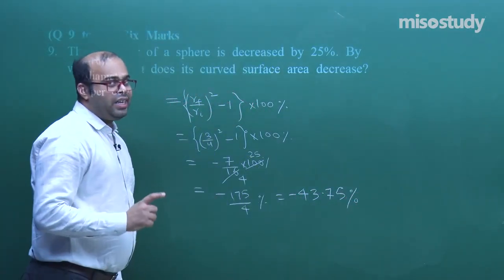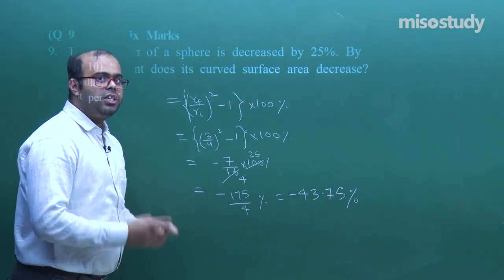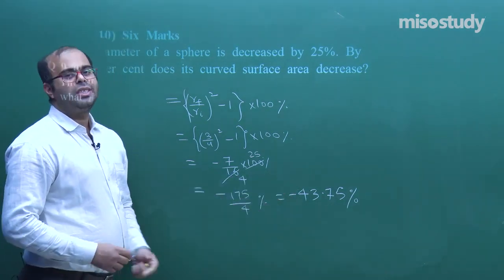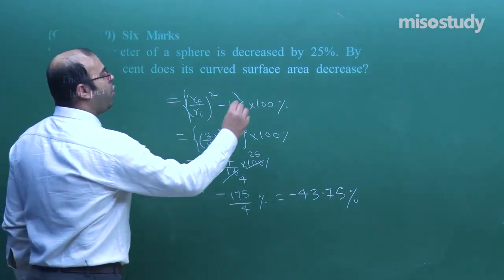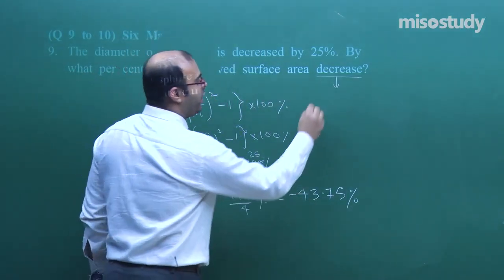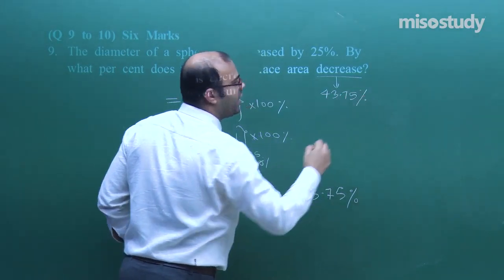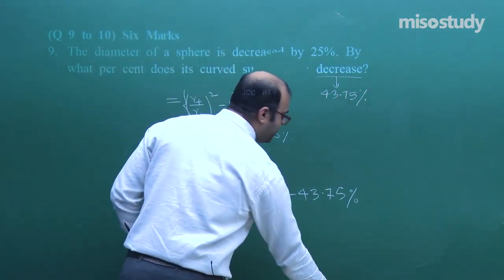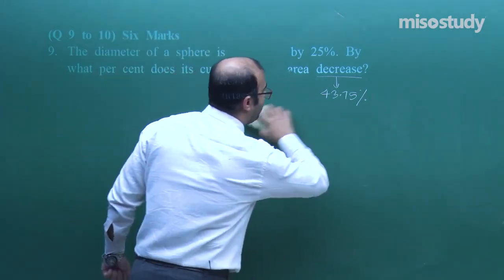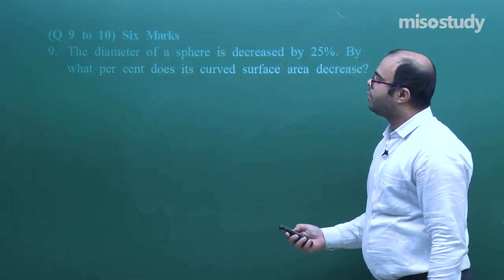So the decrease in surface area of the sphere when there is a decrease of 25% in the diameter is 43.75%. So here already the word decrease is used, so we need not put minus here. We can directly say 43.75% is the decrease. If it is said what is the change, then we will say it is minus 43.75%. Okay students, let us see the next question.